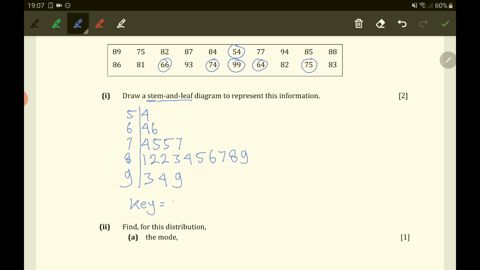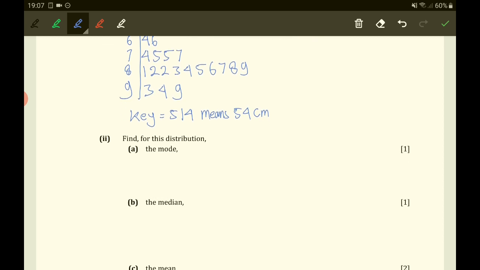So stem, yeah. For example, I just give one example: 5 and then 4 means that this is 54. 54 what? 54 centimeters. Okay, so this is the key. So the key is very important. If you write only the stem and leaf diagram, you just get 1 point. If you also include the key, you get full points, 2 points. Okay, so that's for number 1.